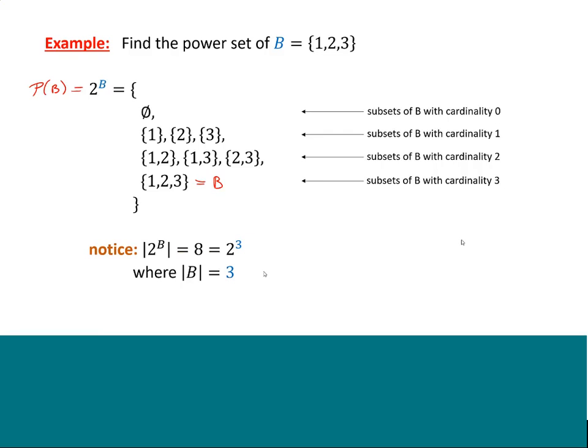So, questions? Does that make sense? Kind of feeling okay, just a little bit, in terms of the power set?